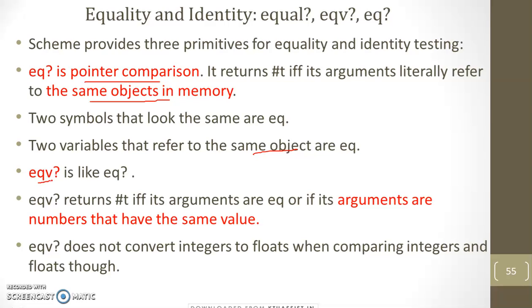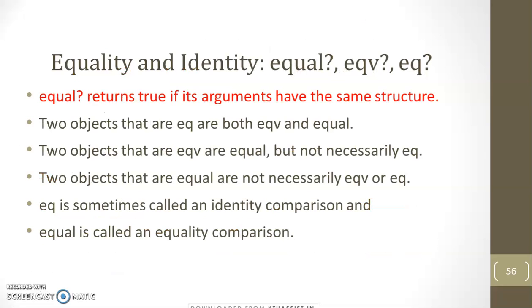Eqv is like eq. It returns true if its arguments are eq, or if its arguments are numbers that have the same value. So if they have the same value, eqv returns true. Eqv does not convert integers to floats when comparing, so both values should be integers or both should be floats. If an integer and a float are given, it returns false.